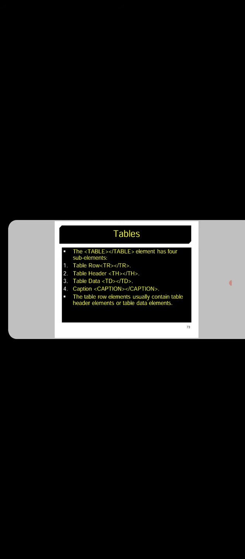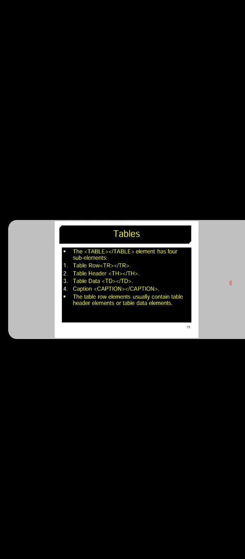The table row elements usually contain table header elements or table data elements. All these are different parts or components of a table. Generally, all these are different terms or terminology used in the table concept. So what are the concepts in tables while creating tables? Means table tag, table/table.